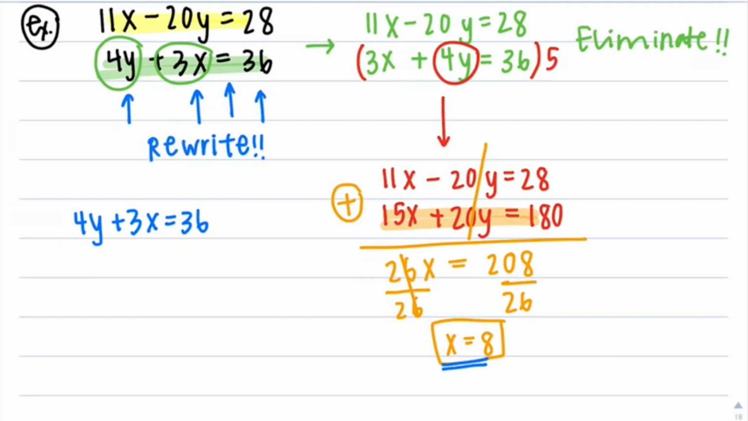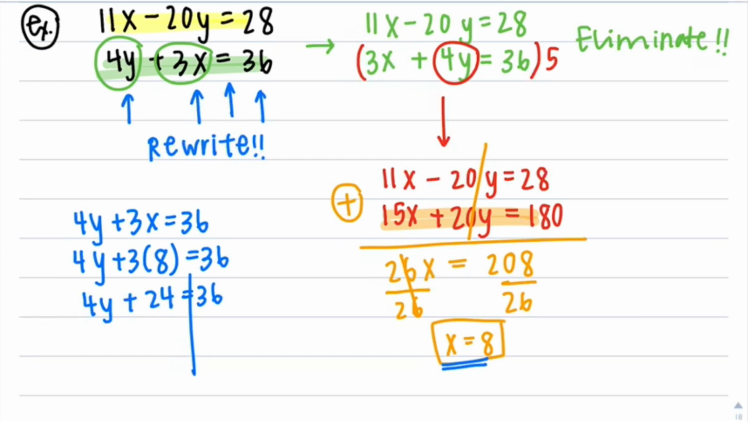Plug in that value of x that you found here. So 4y, and again, be careful where you're plugging it into. This is x equals, so you're going to plug it into x. 3 times 8 is equal to 36. All right, 4y plus 24 is equal to 36.